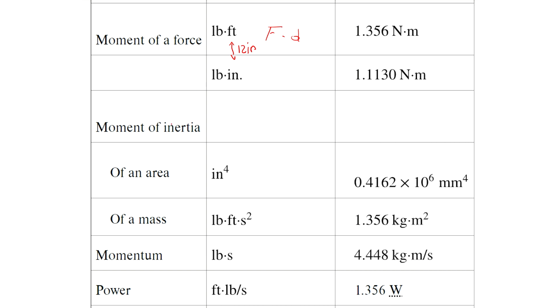Moment of inertia. This is a pretty interesting concept because we have length to the fourth power. So even though we only have 3 physical dimensions, we have 4 dimensions of length in moment of inertia.